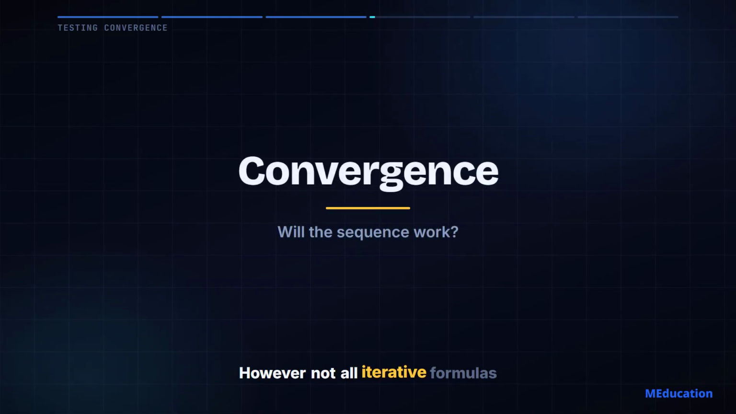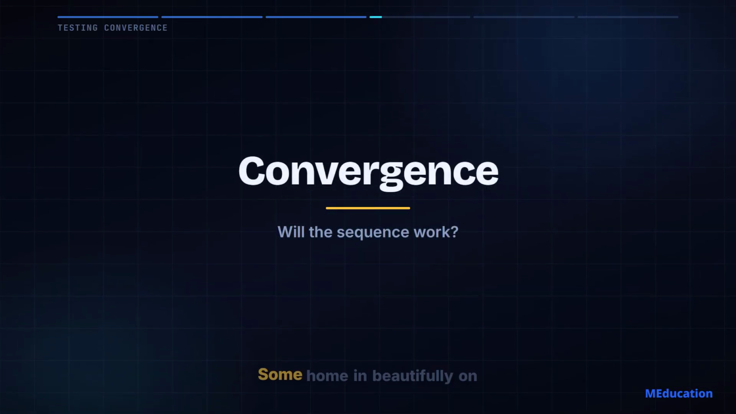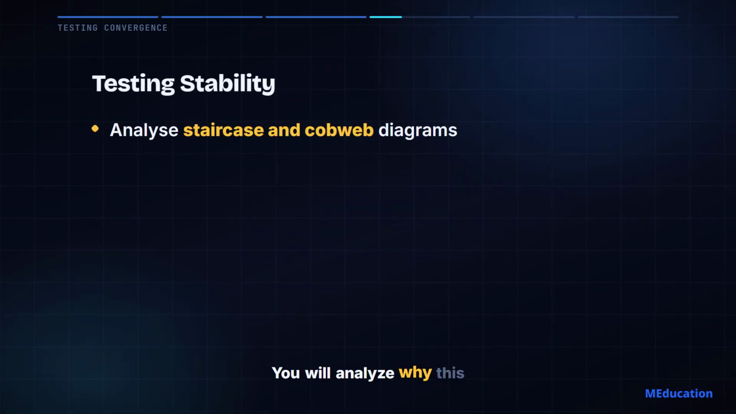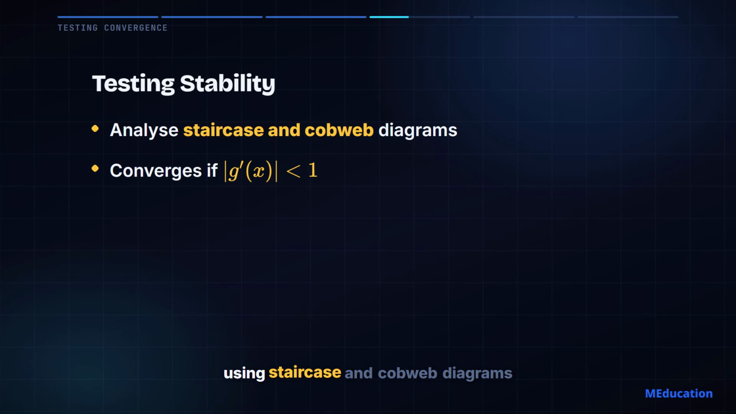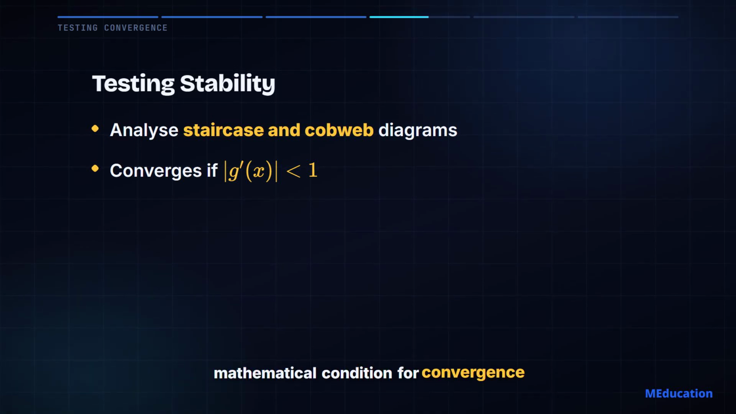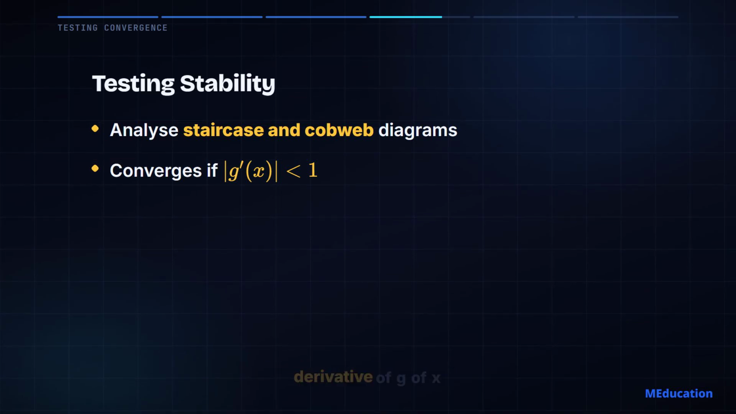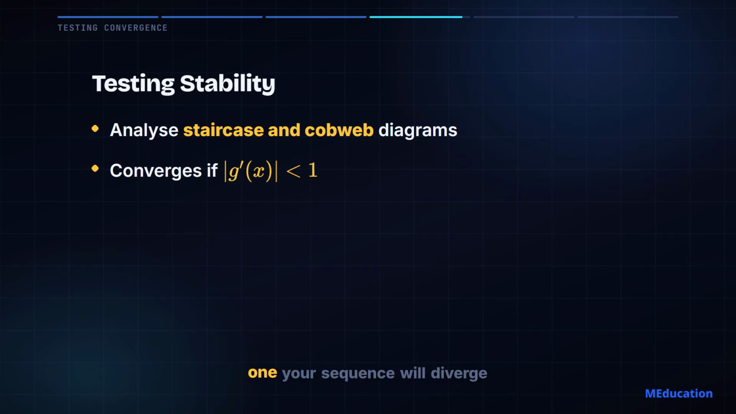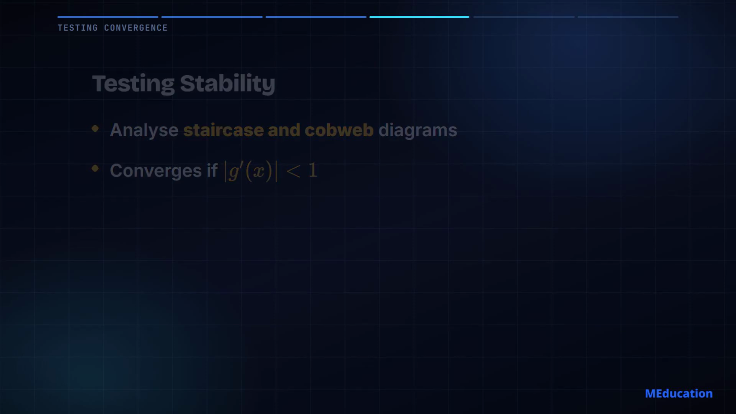However, not all iterative formulas are successful. Some home in beautifully on the root, while others spiral wildly out of control. You will analyze why this happens visually, using staircase and cobweb diagrams. More importantly, you will evaluate the exact mathematical condition for convergence. An iterative sequence only works if the magnitude of the derivative of g of x is strictly less than 1 near the root. If it is greater than 1, your sequence will diverge.